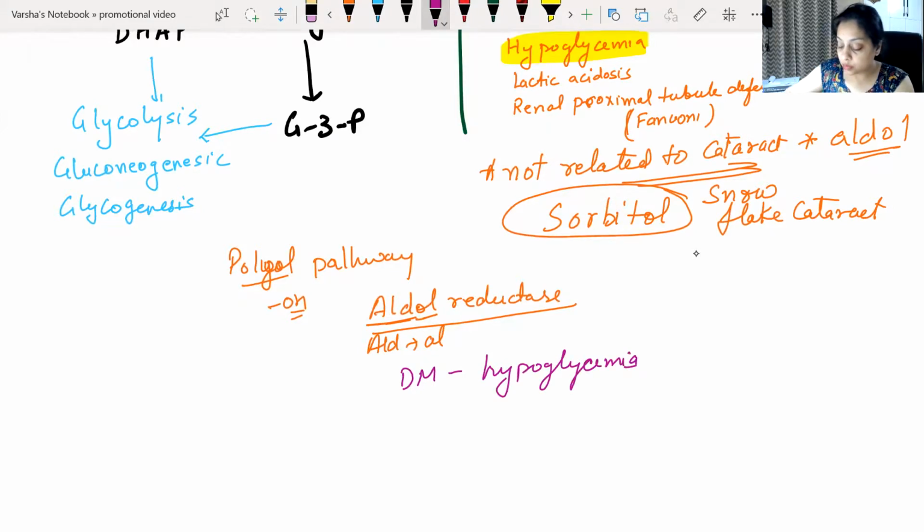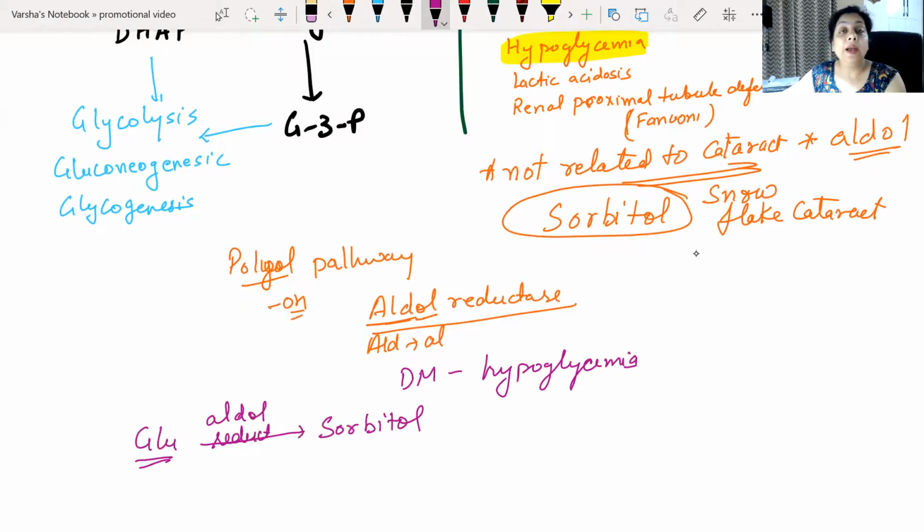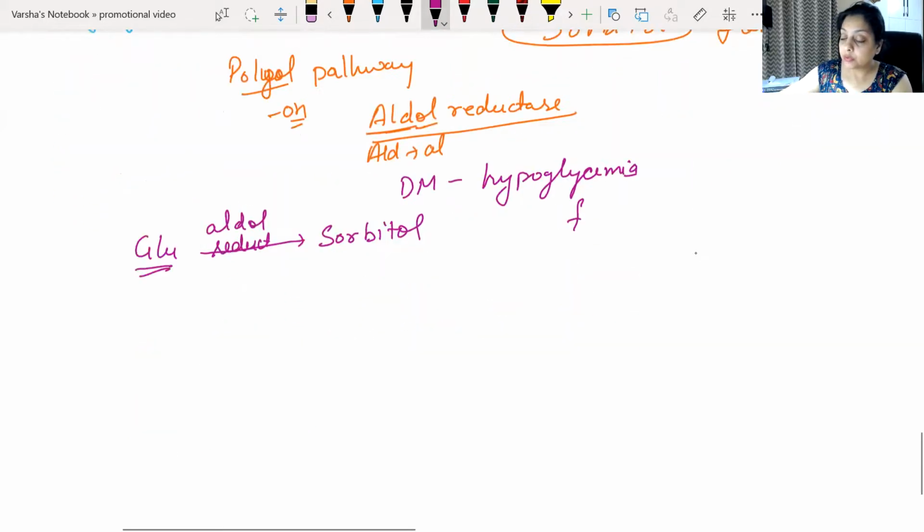Sugar, glucose is there, but it is not being used. So this glucose is converted into sorbitol. And who converts it into sorbitol? Aldol reductase, because it works with the aldehyde. Glucose is an aldehyde, but here we are talking about fructose.